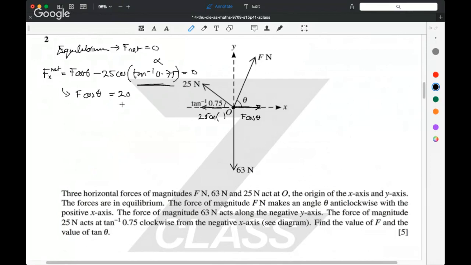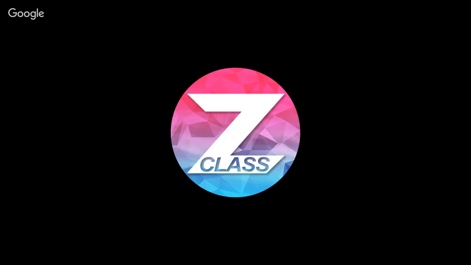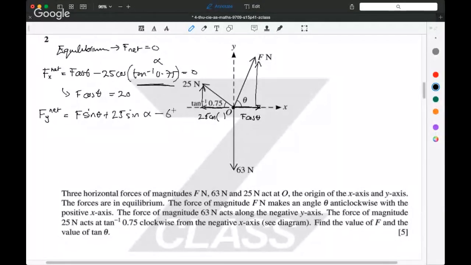Well, we still have two unknowns, so we need another equation to be able to find out what these are individually. Well, we can use the y component. Of what I called alpha, this thing, minus 63, because this thing is acting completely in the negative y direction. And this is all equal to 0. So this will give you that F sine of theta is 48. And now we have what we need.